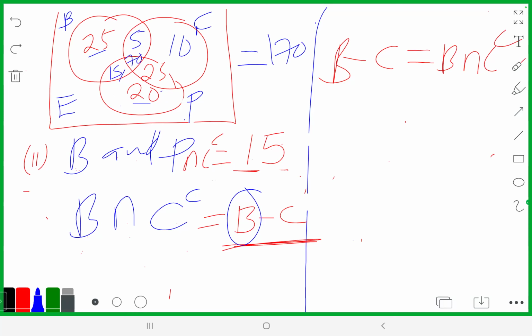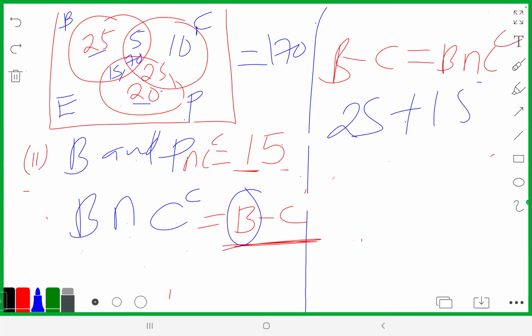Hello guys. Can you tell me the numbers that are in B but they are not in C? That's a question. Are you able to tell me those numbers? Yes. 25 and what? 25, 15. Yes, it's as simple as that. 25 plus 15. That is B intersection C complement. So this simply means, can you find the students who took biology but never took chemistry?